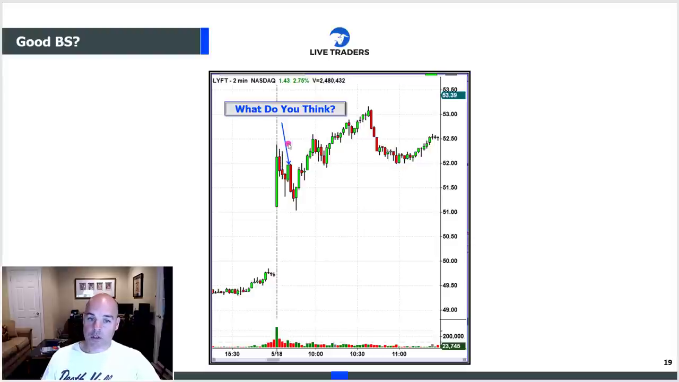Would I have been more interested in taking it at 52.50? Yeah. So what do we do here? Would I take it at 51.50? No, because now you have a lower pivot high and another lower low.